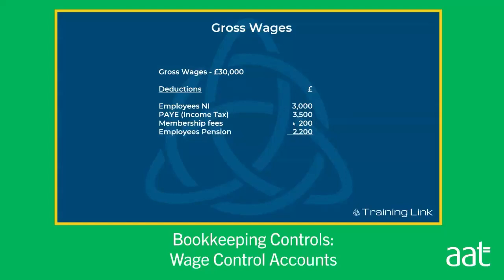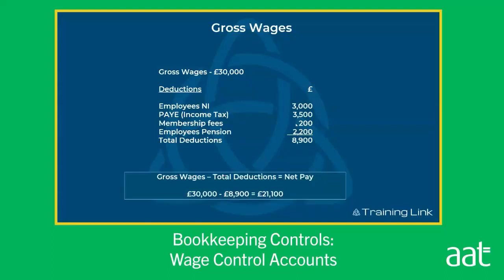Employees' pension. Some organisations will give you a pension contribution from the employer, but they expect you to make a contribution yourself as well. So total deductions in this example, £8,900. If we wanted to work out our net pay from there, the gross wage was £30,000, total deductions £8,900, giving us net pay that this organisation has to pay out.